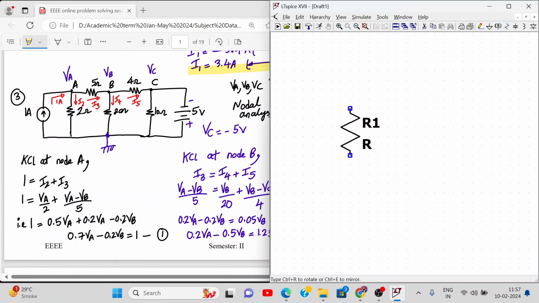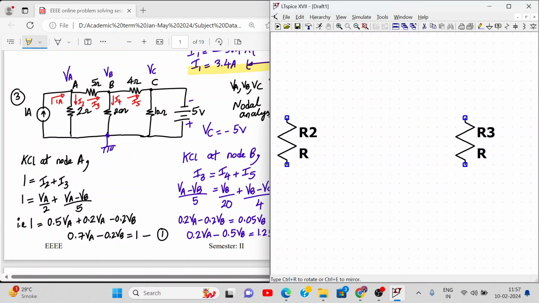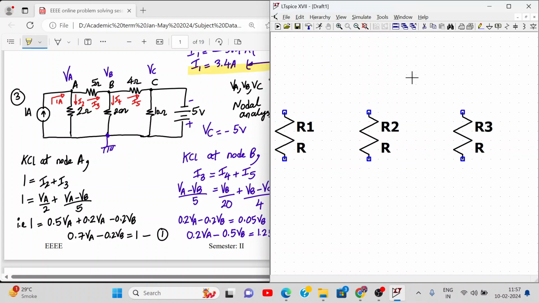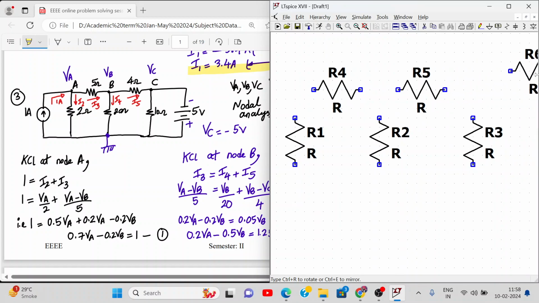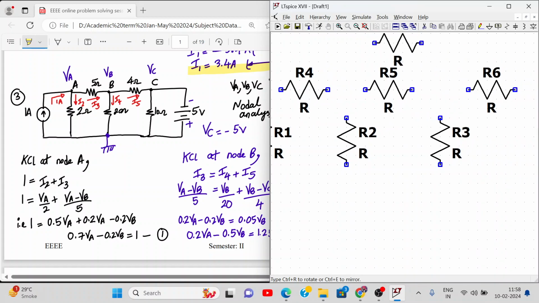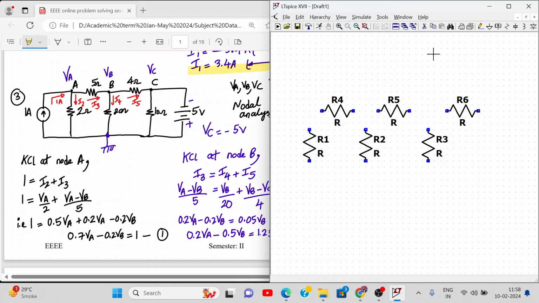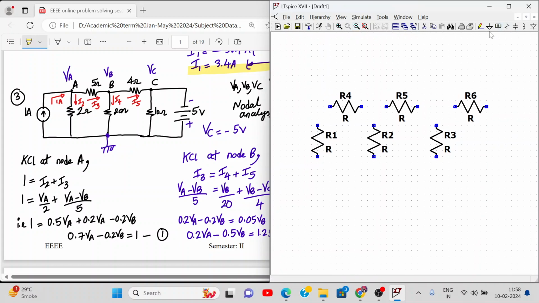Alright. So let me connect the resistors here. Okay. So now let me connect the resistors here also. Don't worry, just give me a minute. I'll just show you how to connect this together. And there is one more over here. Okay, now I'll connect the power supply.